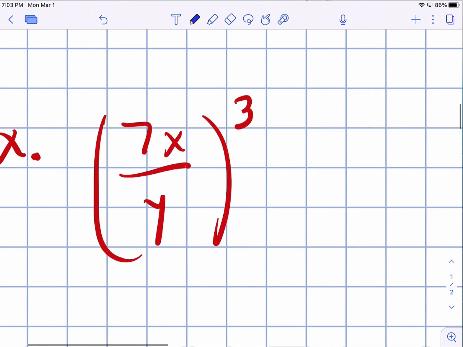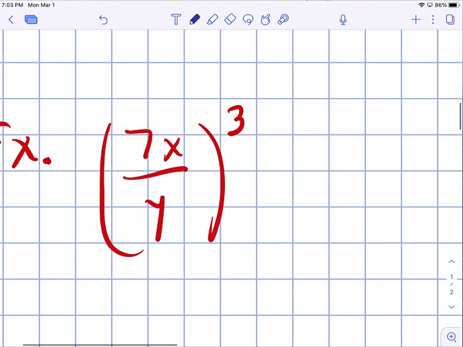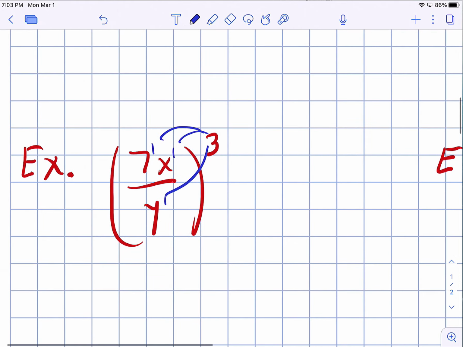Here's another one where we have an exponent on the outside and on the inside. You think about order of operations, parentheses first. If you go inside these parentheses, there's nothing you can do. So I'm just going to throw a 1 on everything, and then we're going to take everything to the third power.